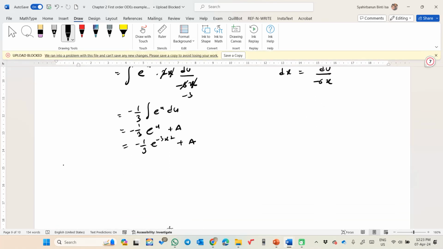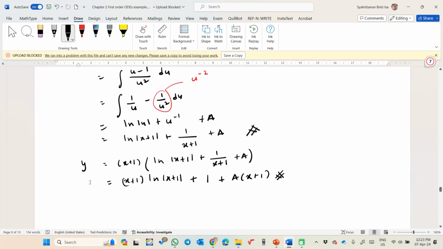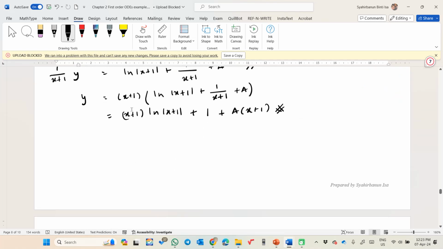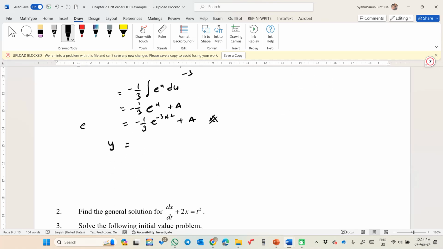You can just leave the answer as this. Or you can bring it as y, bring the exponent. So I think I need to make it clearer. So I have 1 over x plus 1 y, right? I need to put in this line. So for this question, on the left hand side, we have e to the negative 1 over 3 x squared y, to make it clearer. Never mind if you just leave your solution like this. Look at my cursor.